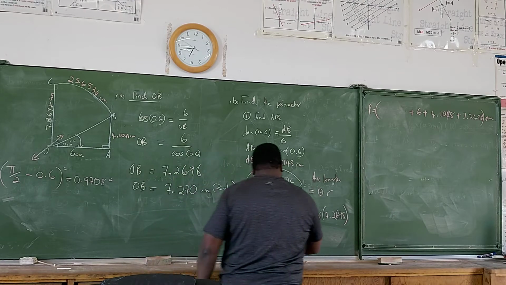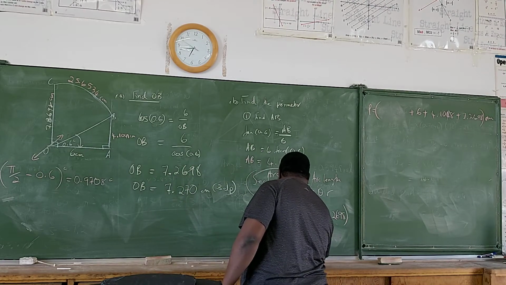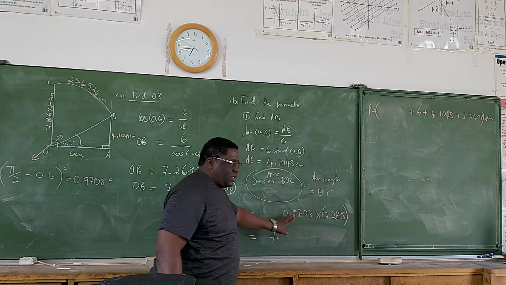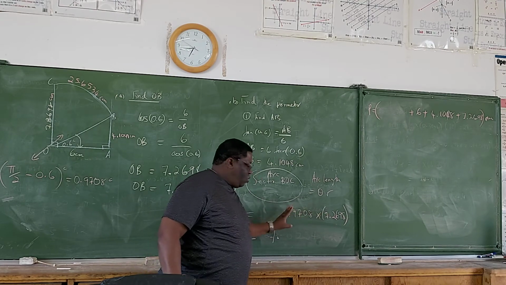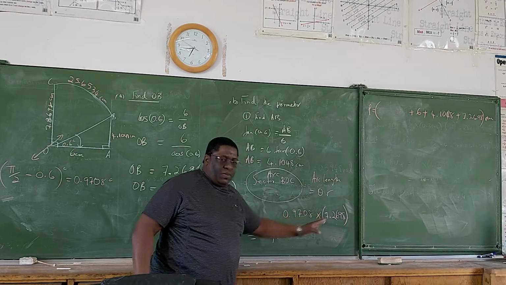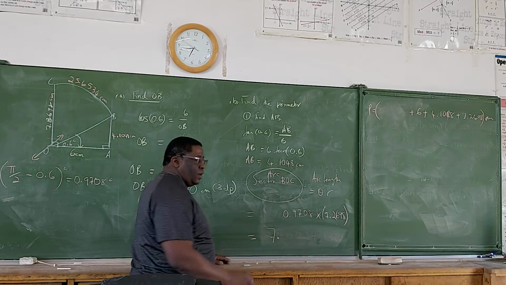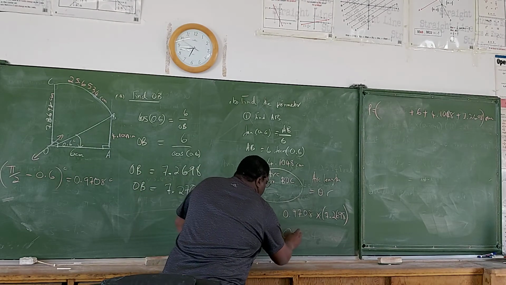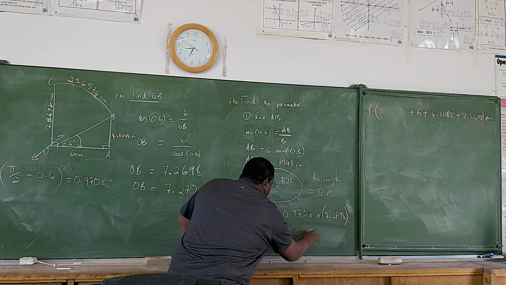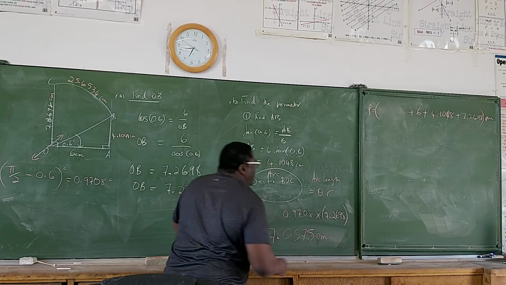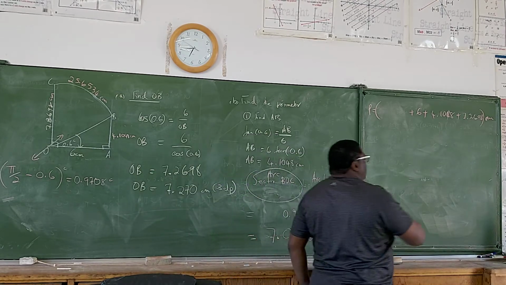7 point... 7 point what? This number is close to being multiplied by 1, so the answer should be in the region of 7 point something, okay? 0.0575. And is there any other problem that you are seeing?